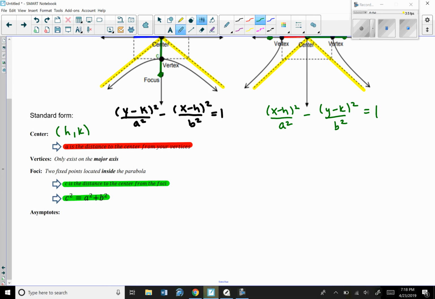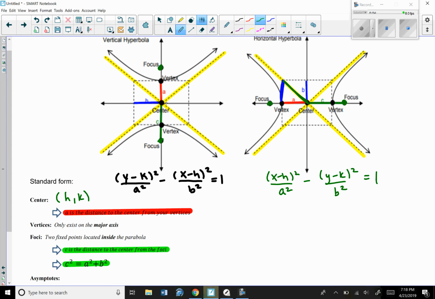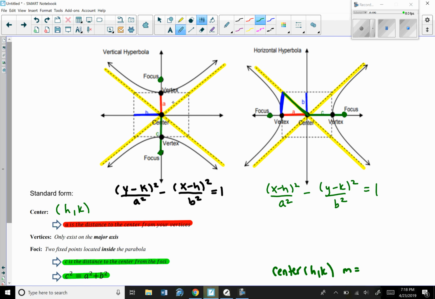So the asymptotes, keep in mind, notice that the asymptotes are always going to have the center of our hyperbolas. So for the asymptotes, it contains the center, which of course is h comma k, and it also has some kind of slope for the line. So if we look at the vertical hyperbola, notice that you're going up a and over b in order to get to this line here, and up a and over b to get to this line as well. So the slope of the asymptotes for both of these would be plus or minus a over b.